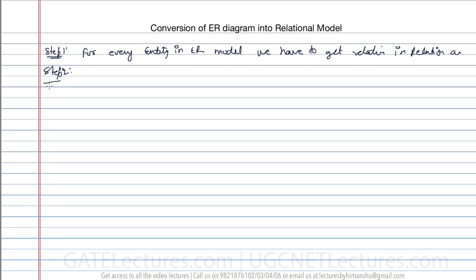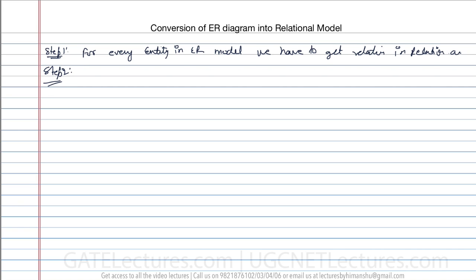Whatever topics we have studied, let me write down in terms of steps. Step 1: for every entity in the ER model, we have to get a relation in the relational model. Do one thing, write it down. I'm just not going to write everything again and again. You can pause the video and write it down in your notebook.